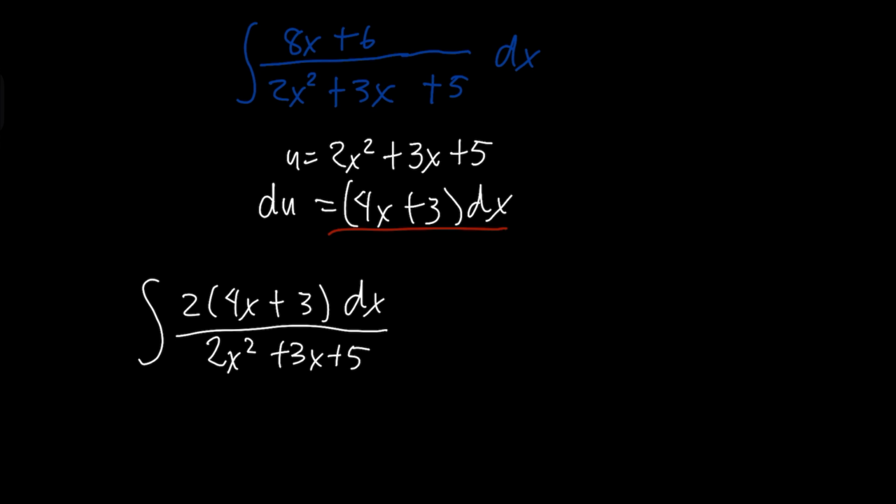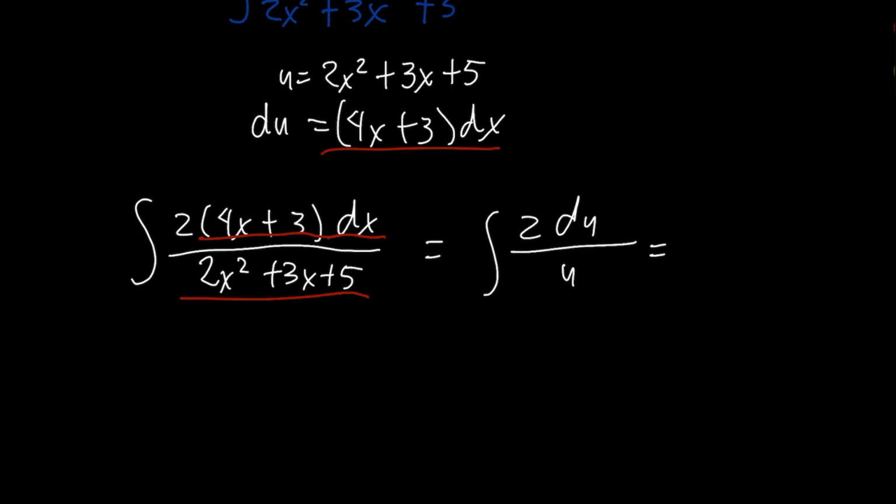So let's now substitute. 2, and this is equal to u. This whole expression here is equal to du, and the denominator is equal to u. Let's put a constant before the integral. 2 integral of du over u.